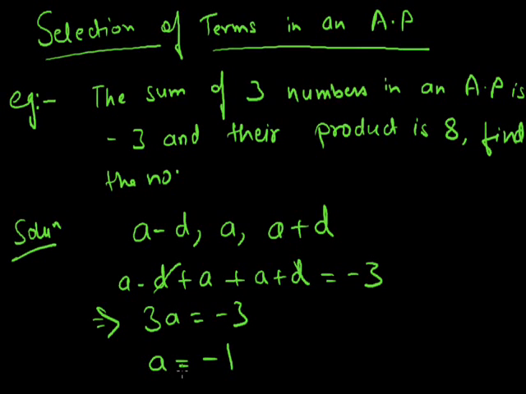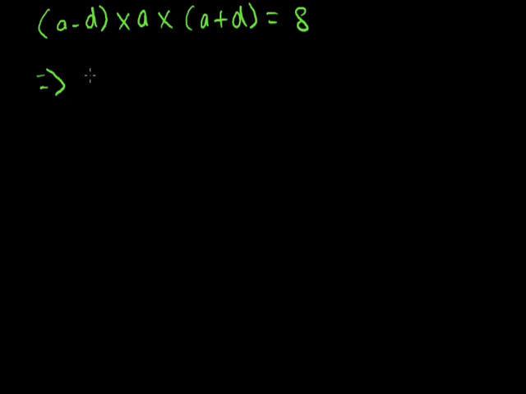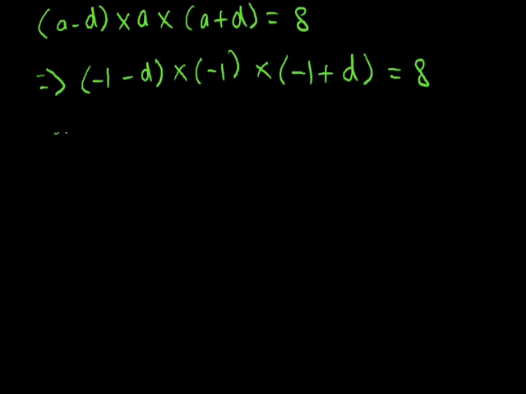We have found the value of A, which is equal to -1. Now we move on to the other part of the question, which says that the product of three terms is 8. That is (A minus D) into A into (A plus D) is equal to 8. As we know the value of A, we can keep this value of A in this equation. So we get (-1 minus D) into -1 into (-1 plus D) is equal to 8. Now we have to solve this equation.